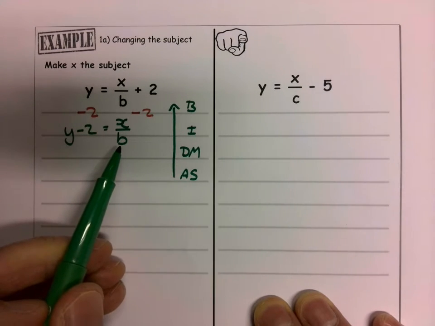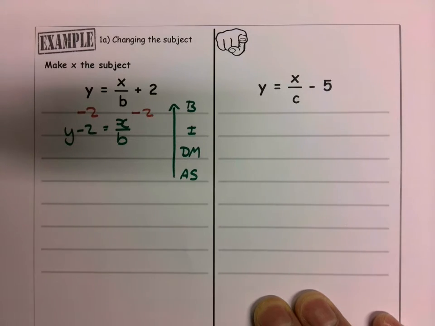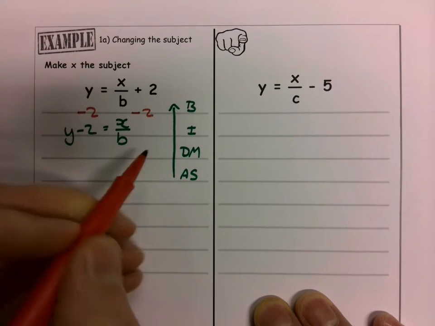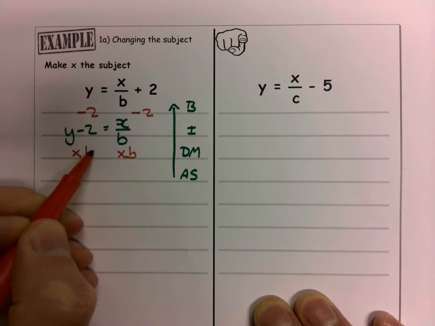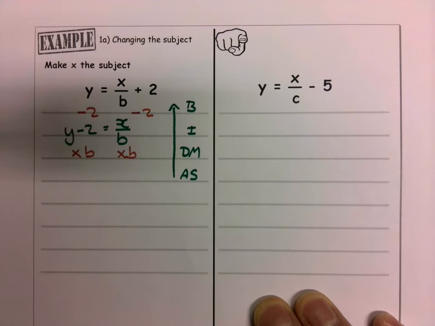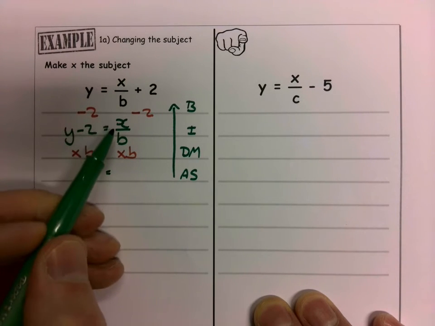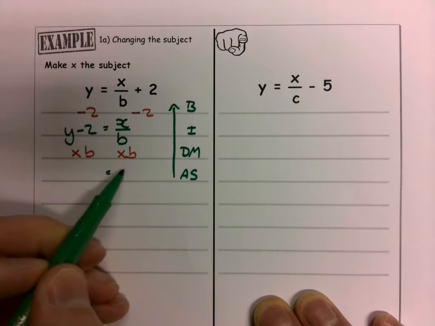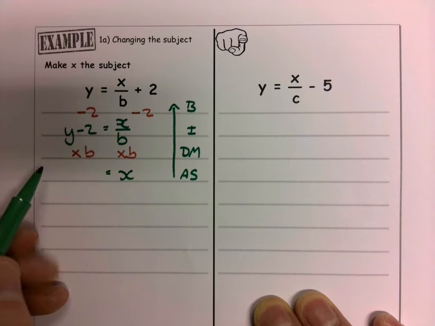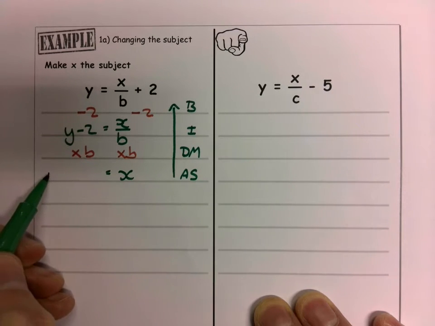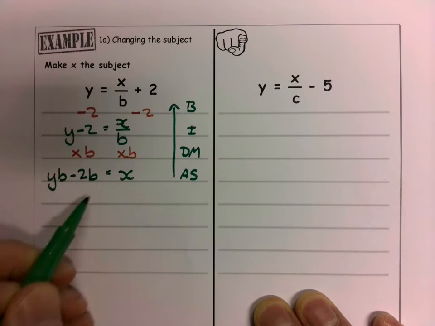So the last thing I've got to get rid of that's stuck to the x is this b. It says divide by b. I do the opposite of divide by b, which is times by b, and I do it to both sides of the equation. So there's my working line. So on the right hand side, divide by b times b, that's just going to go away. I'm going to be left with x, and on the left hand side I'm going to end up with y lots of b take away 2 lots of b.